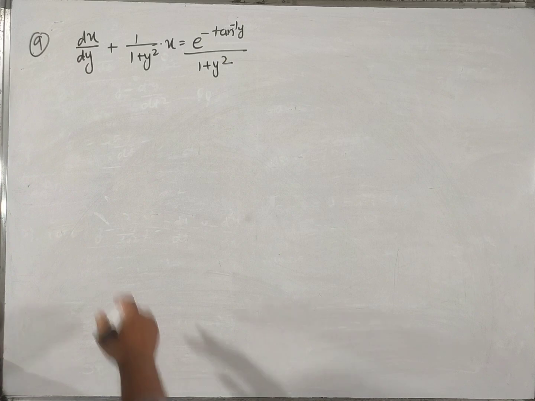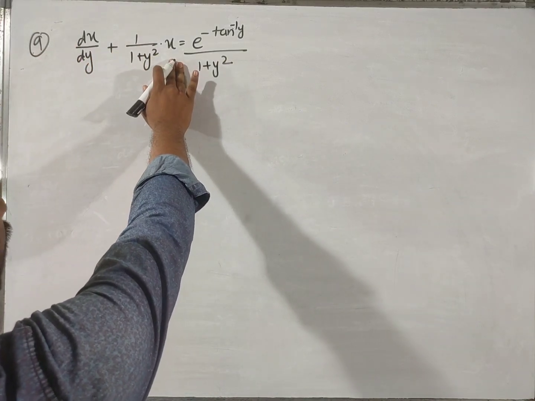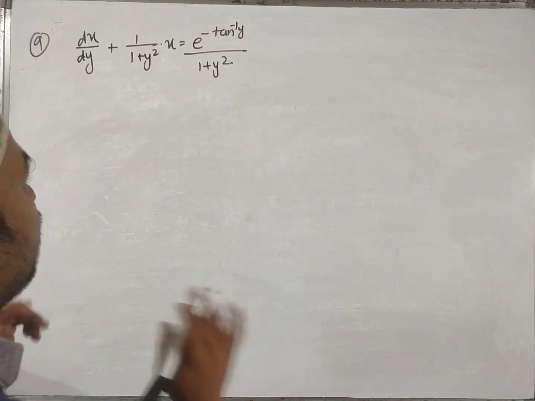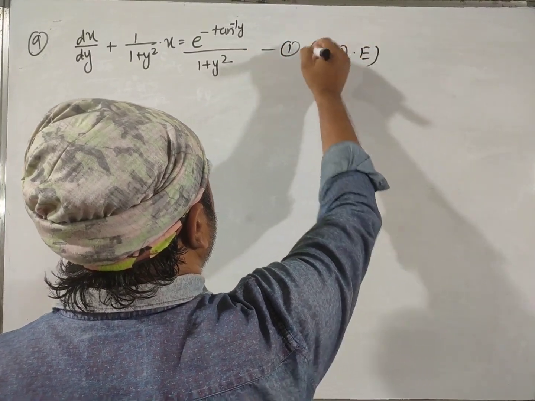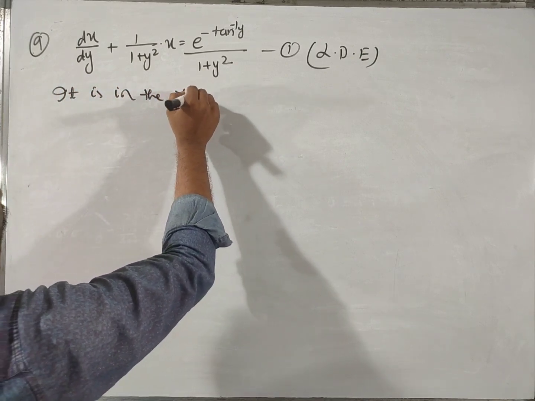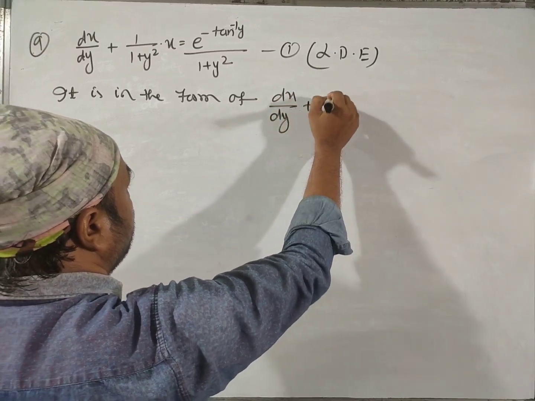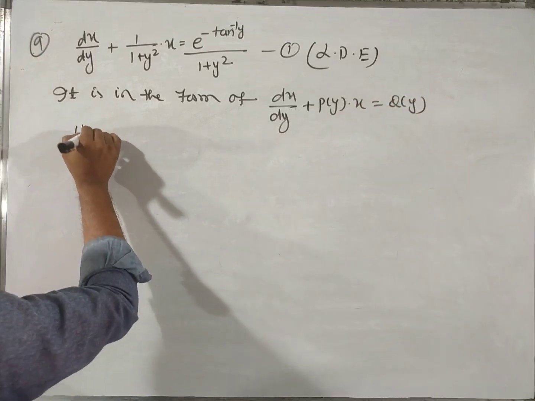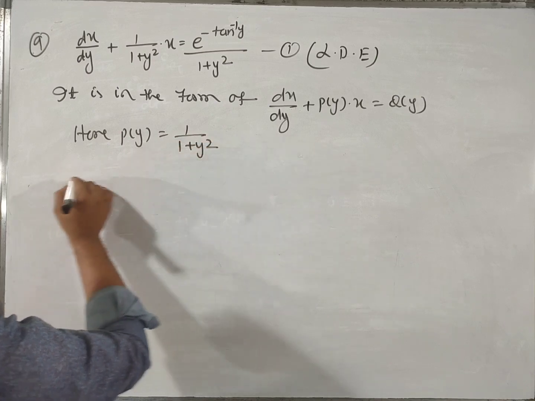So here it is the next question, question number 9, dx upon dy plus 1 upon 1 plus y square multiplied with x is equal to e to the power minus tan inverse y whole divided by 1 plus y square. Consider this as equation number 1, and it is a linear differential equation. It is in the form of dx upon dy plus p of y into x is equal to q of y. Here p of y is equal to 1 upon 1 plus y square.